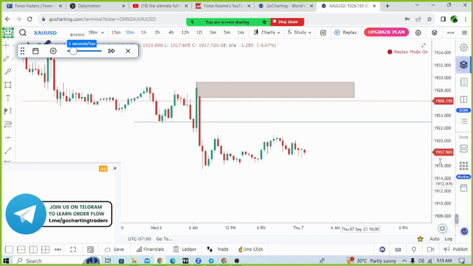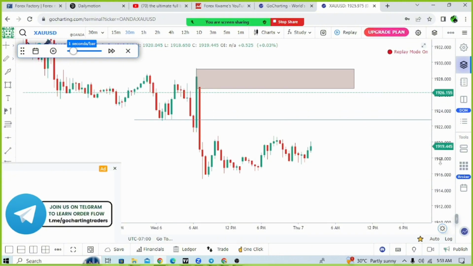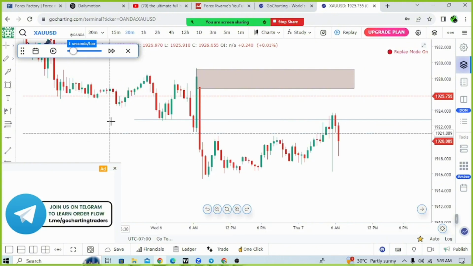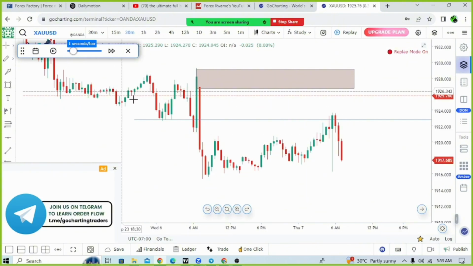If you are trading forex, you have to be patient, okay. When you set up your zone, you have to wait patiently for the market to come into your zone, and then you take action, okay. So now we are waiting for price to tap into the zone.